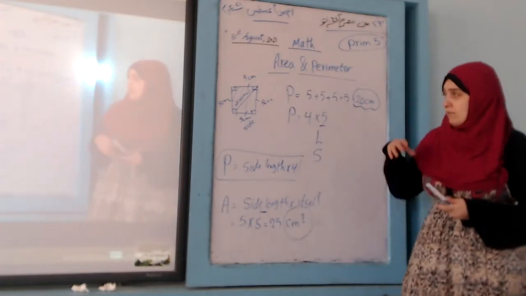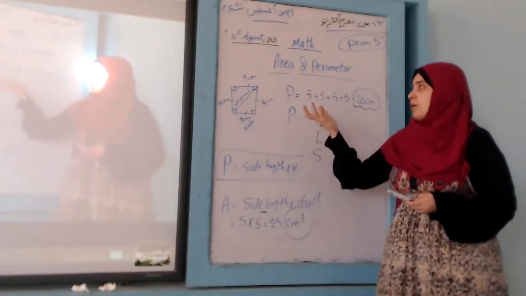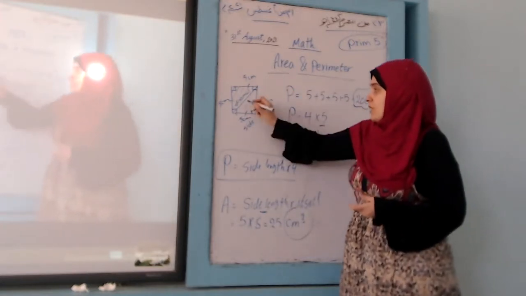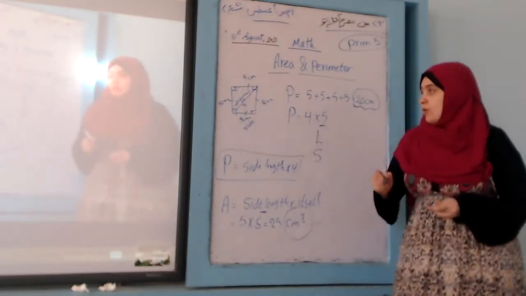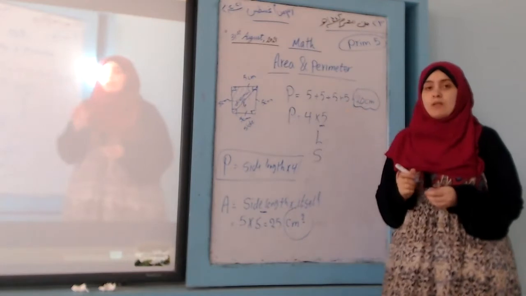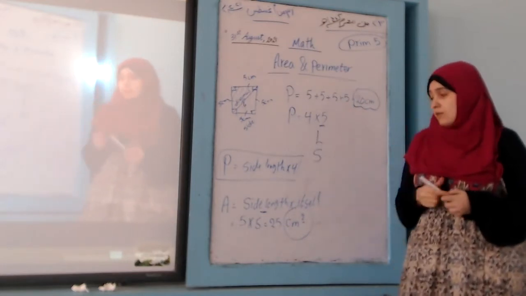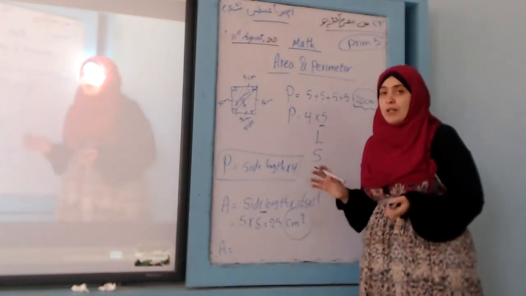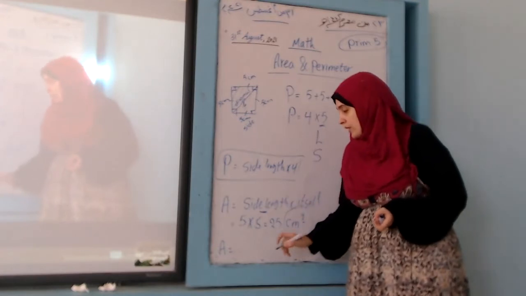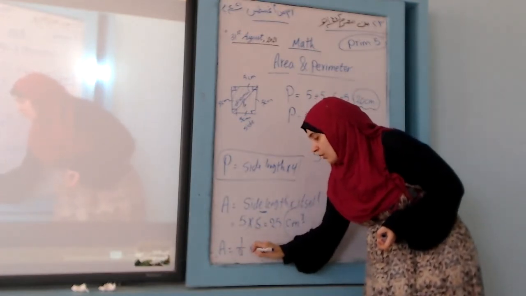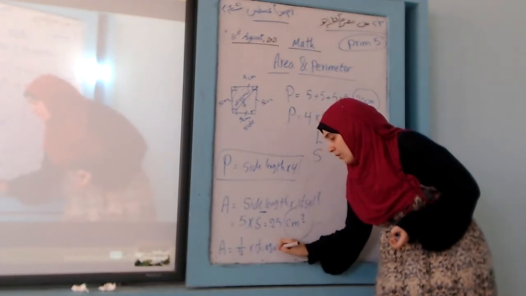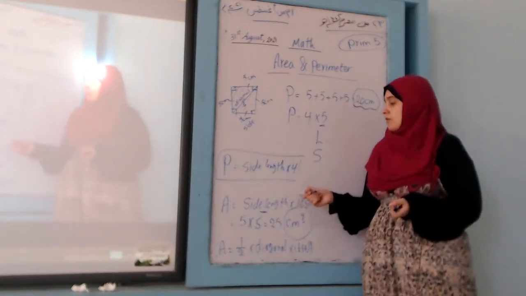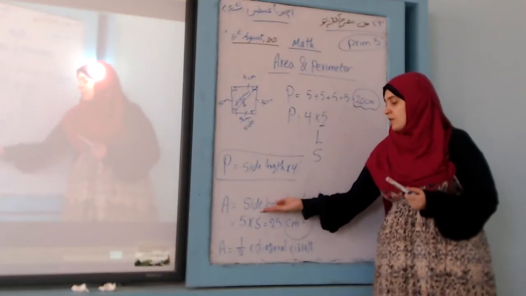But if in any problem they don't tell me the side length, and they tell me that the diagonal equals 4, or here the diagonal equals 6, I can get my area. So if they tell me the diagonal, I have a new law. The new law is half multiplied by the diagonal multiplied by itself. If they tell me the side length, I get the side length multiplied by itself.